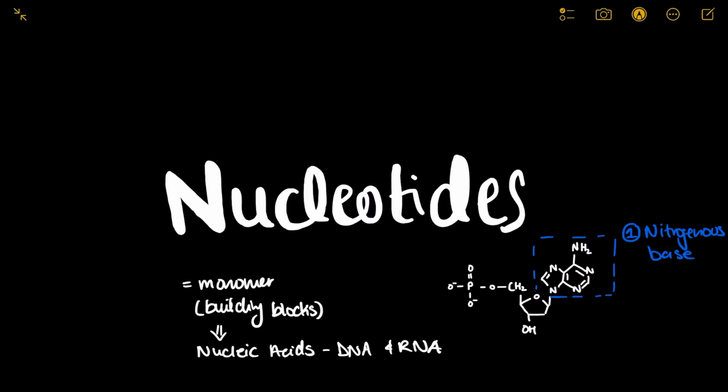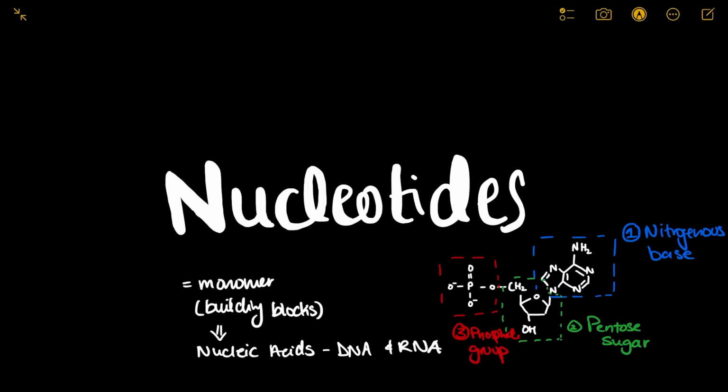The second part is in the middle that you see here. And this looks like a pentagon, and it is a sugar, so we'll call this pentose sugar. And the last part is the small phosphate group, which is indicated here. So that's number 3, phosphate group.